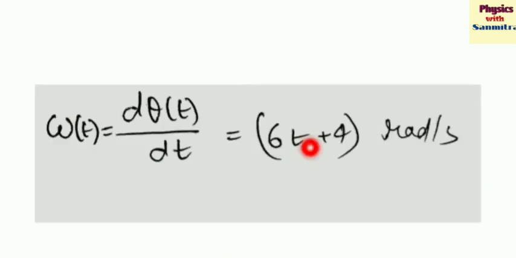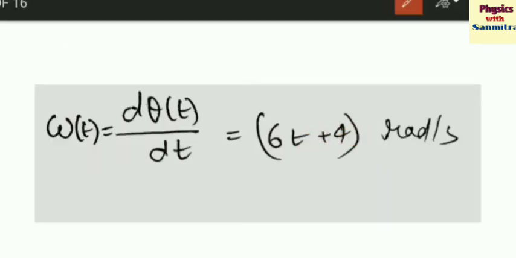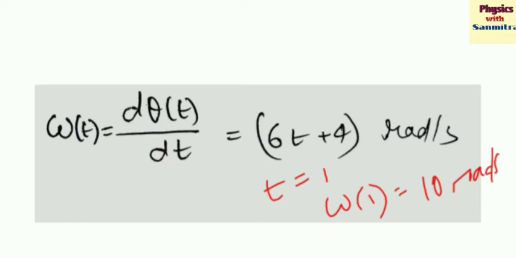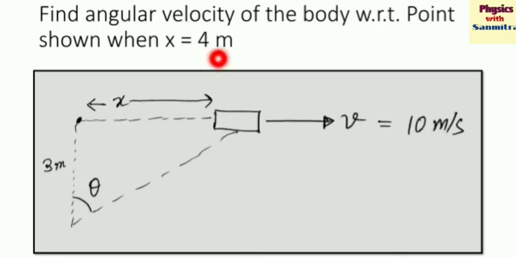Now you will be asked to find omega at t is equal to 1. That you will get: omega at 1 is 6 plus 4, that is 10 radian per second. Okay. Now let's look at this problem.